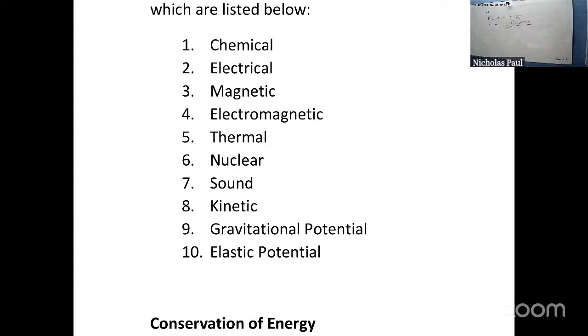What's kinetic energy? Energy in motion. What is potential energy? Energy due to position, right? And what's elastic potential energy? Like a spring or a rubber band, right? That has elastic potential energy.